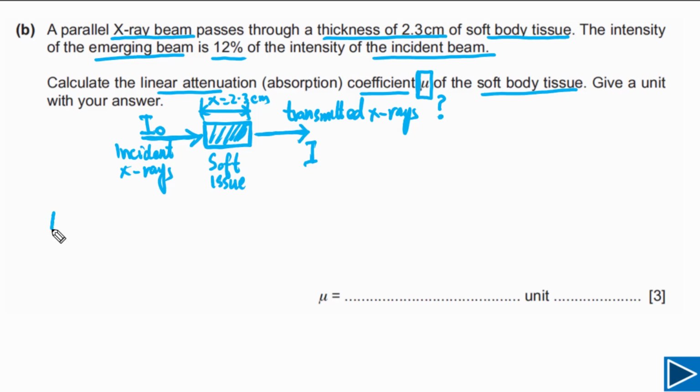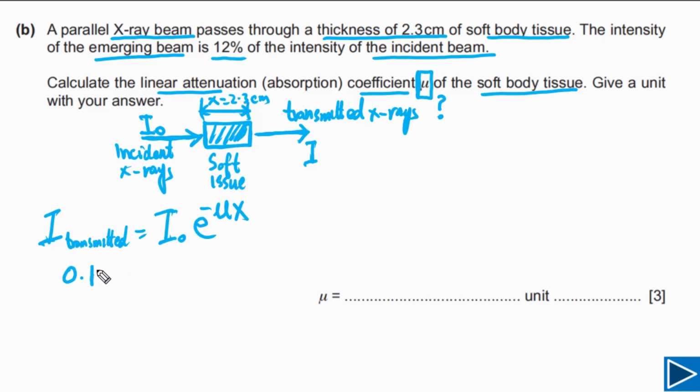Now the question is asking us to calculate the value of mu. First thing we need to understand is how we can write down the equation for this one. In this case, I transmitted is equal to I naught, I incident, times e to the power of negative mu x. Now simply we need to plug in values. I transmitted is given to us. This is 12% of I incident.